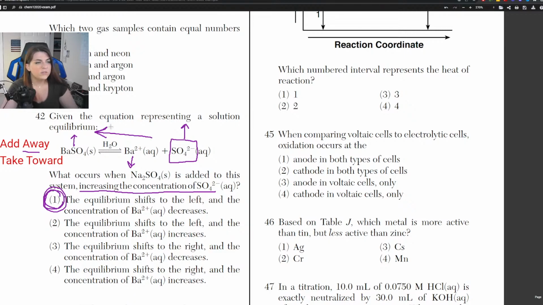The equilibrium is going to shift left because when I add all of that sulfate, the reaction goes, ugh, I got to get rid of this sulfate. So in order to get rid of the sulfate, it has to bond up a bunch of the barium, and then it'll form barium sulfate.